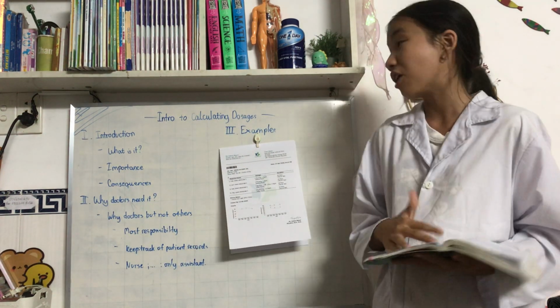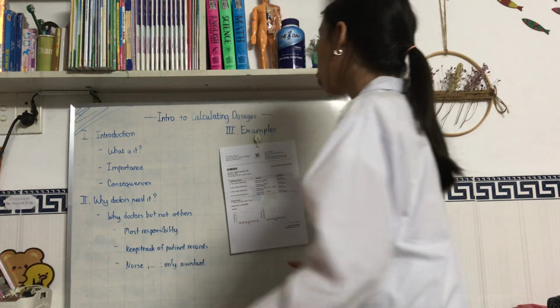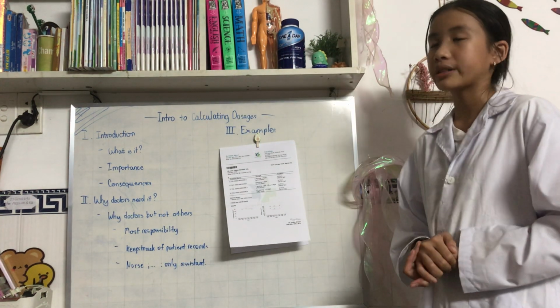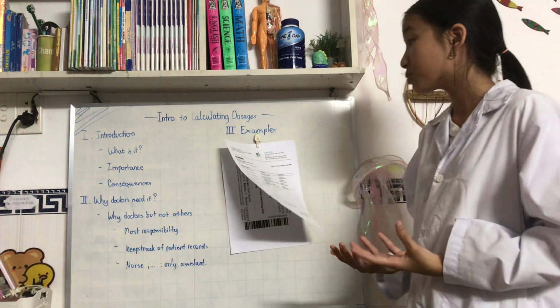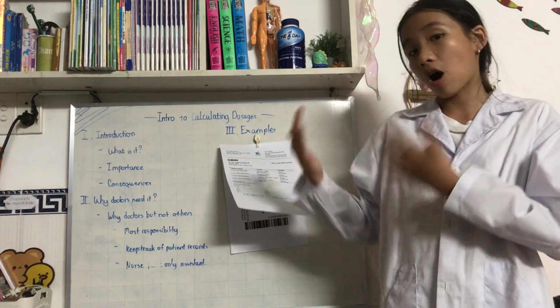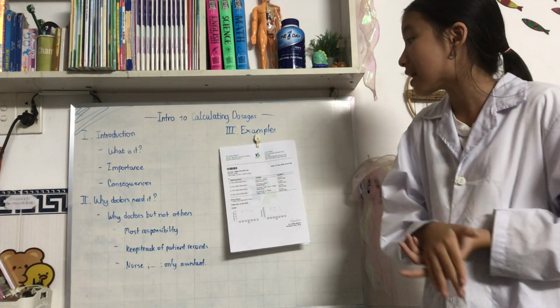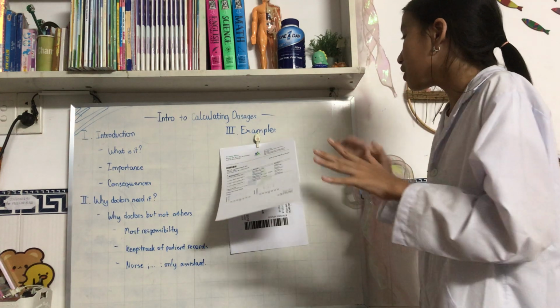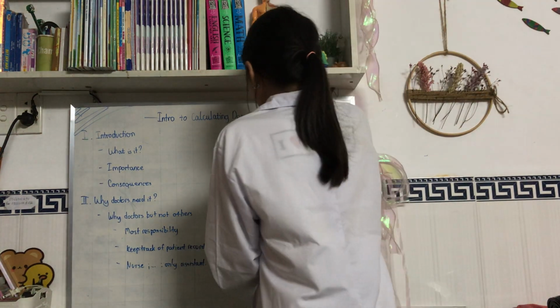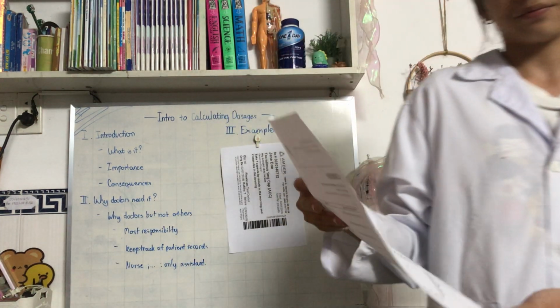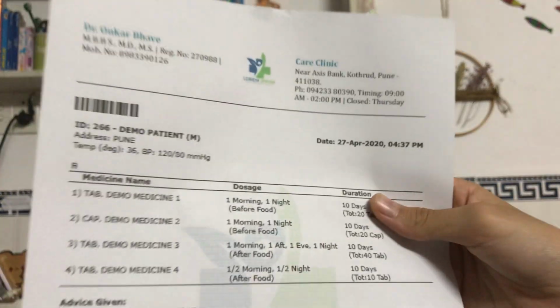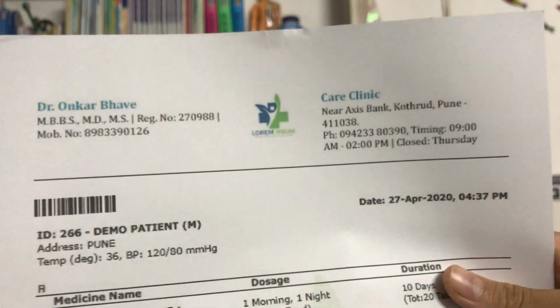Let's move on to our final part, the examples. Now, in the examples, I have some examples of prescriptions given from doctors to the patients, and I found this online. Let's start first with this prescription. As you can see, there is the clinic.